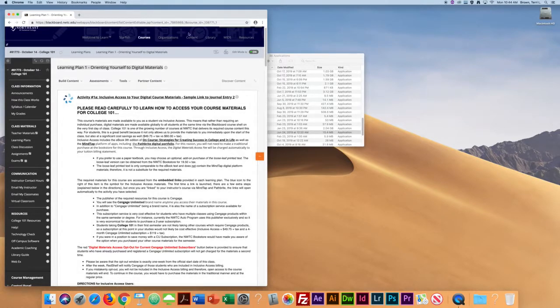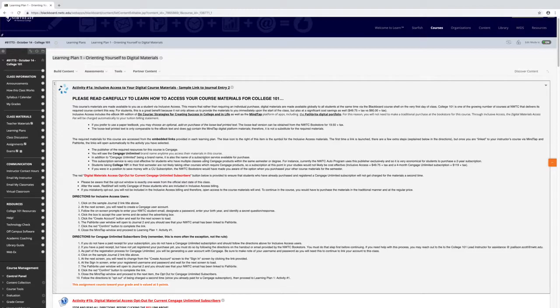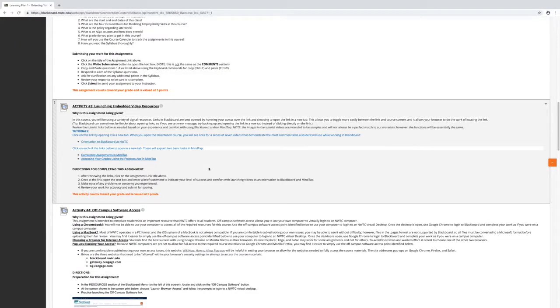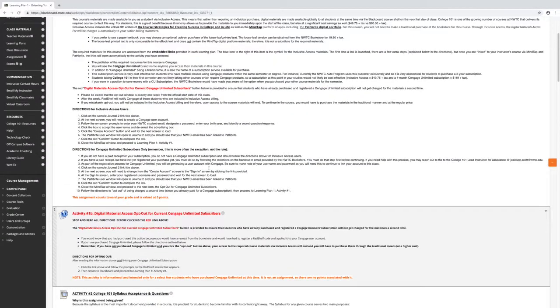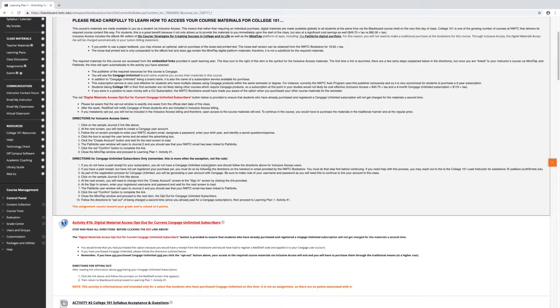So again, this inclusive access, I think where the question comes into play, I'm just going to make this bigger, is if you bought a book. So let's say you bought a book, you don't have to pay anything for the materials for this class. So the materials for this class are free.